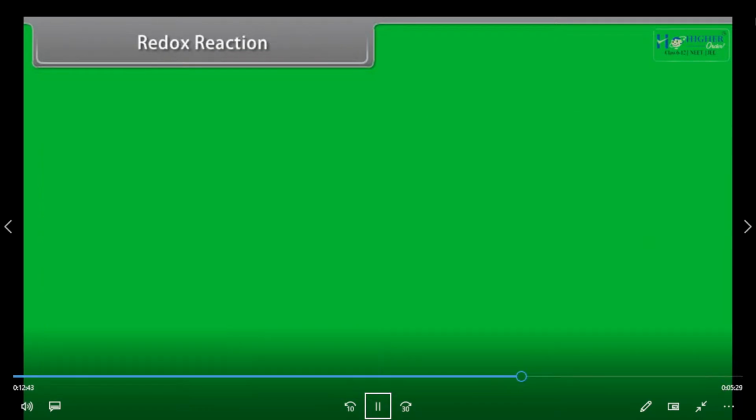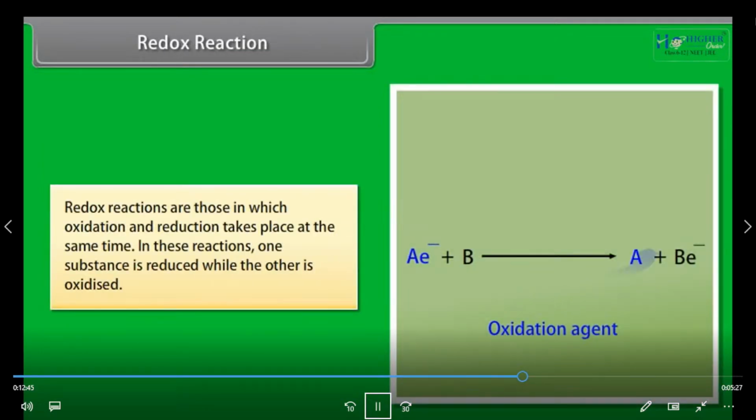Redox reactions. Redox reactions are those in which oxidation and reduction take place at the same time. In these reactions, one substance is reduced while the other is oxidized.